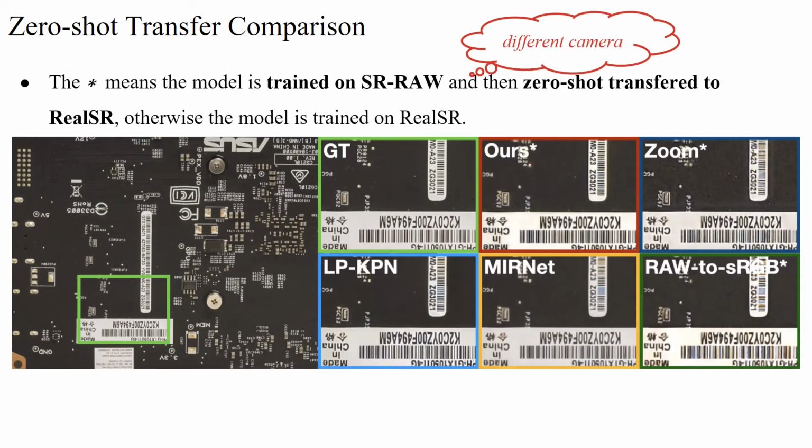We also conduct a zero-shot transfer comparison. The camera types of the two datasets are different, and the symbols indicate that the method was zero-shot transferred to RealSR, otherwise it is the method that was trained on RealSR. This figure shows that our generalization results are not only significantly better than the two raw to RGB methods on the far right, but even better than the RGB to RGB results.